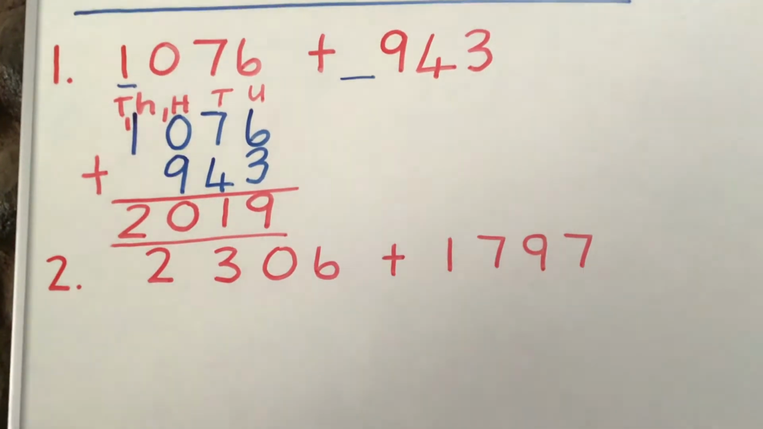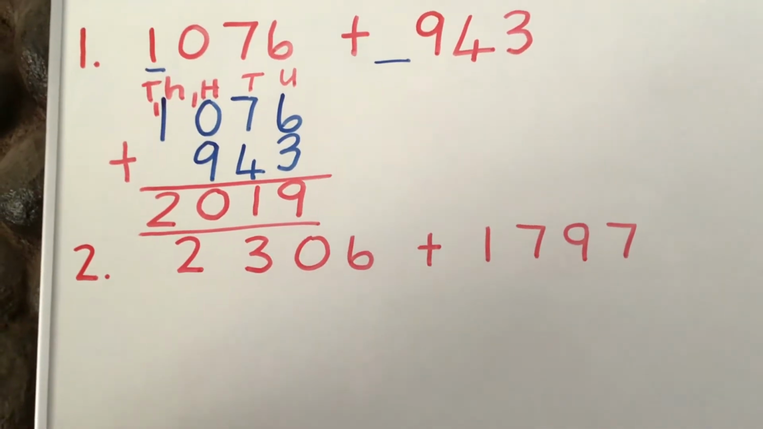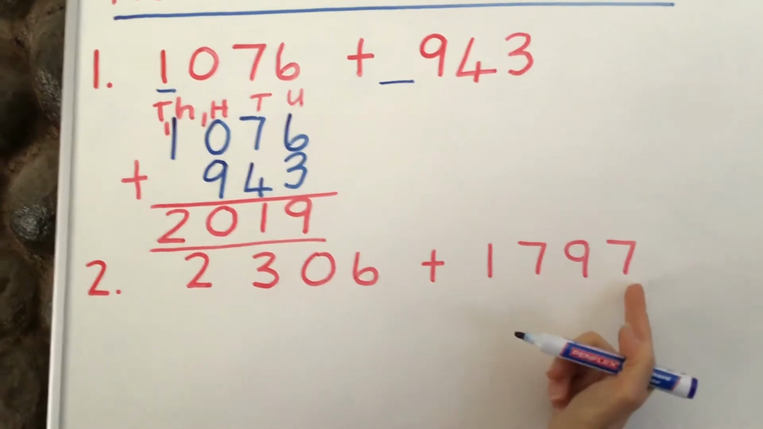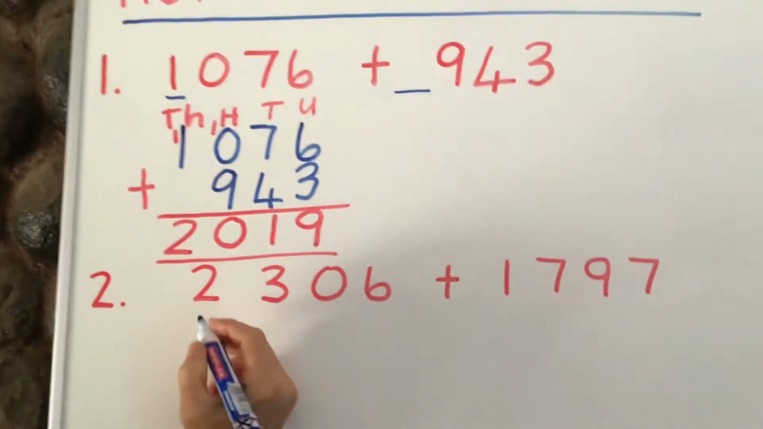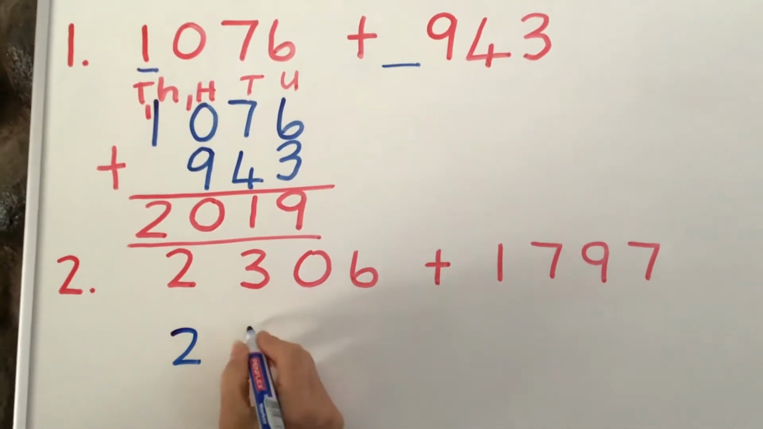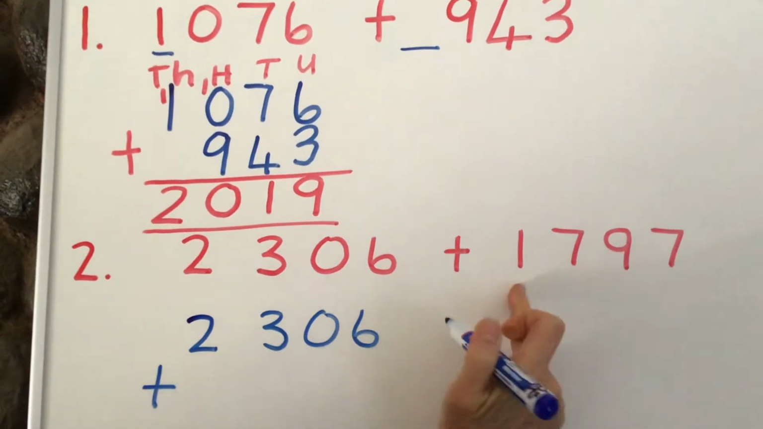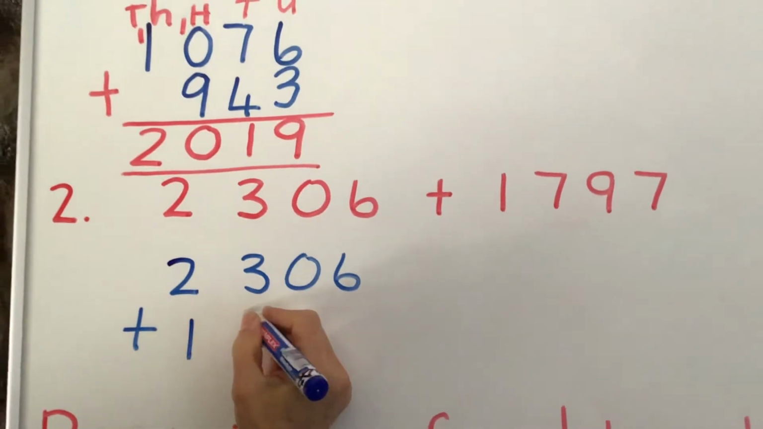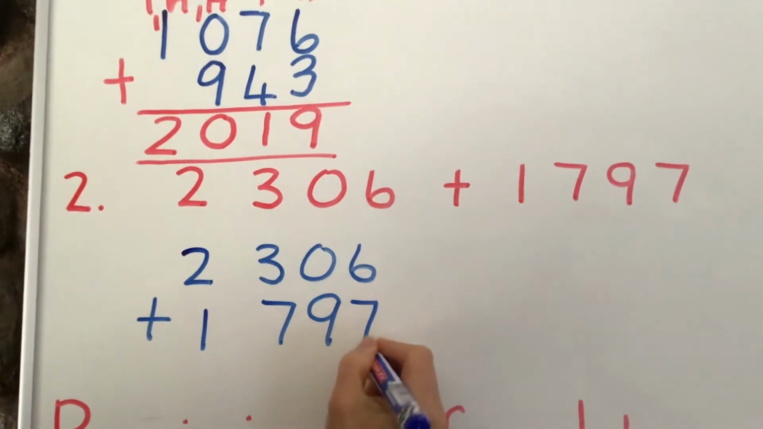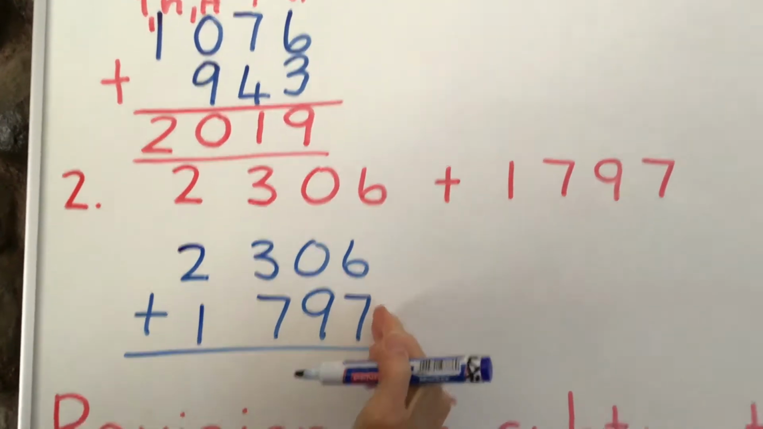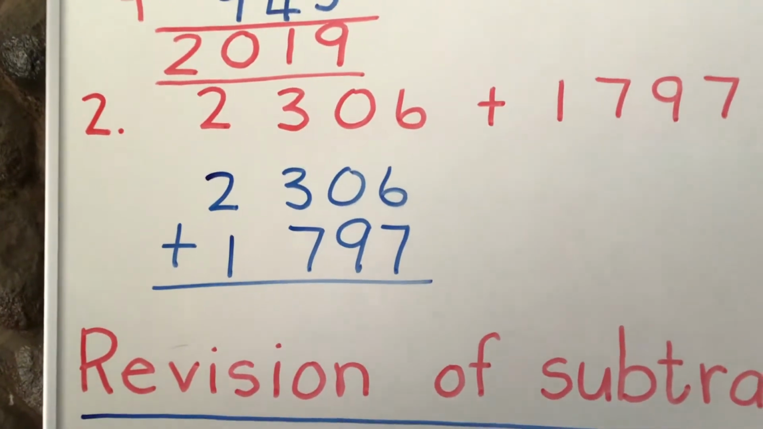Let's look at the second example over here. Now we've got 2,306 plus 1,797. Right, so let's start with the thousands again. 2,306 plus 1,797. There we go.